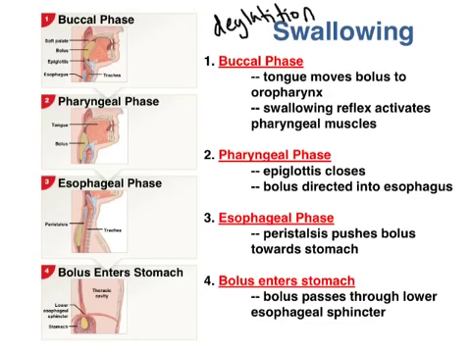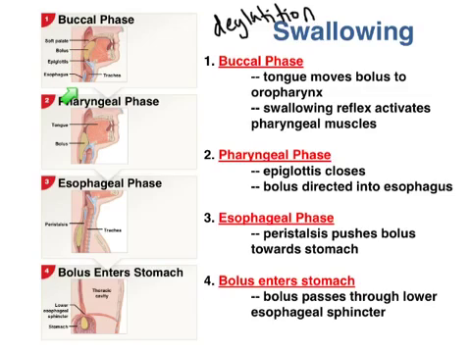Swallowing can be broken down into four phases, four steps in swallowing. In the first stage, the buccal phase, the tongue moves the bolus to the back of the mouth, and that triggers the swallowing reflex. So that activates muscles in the pharynx that swallow that bolus down.